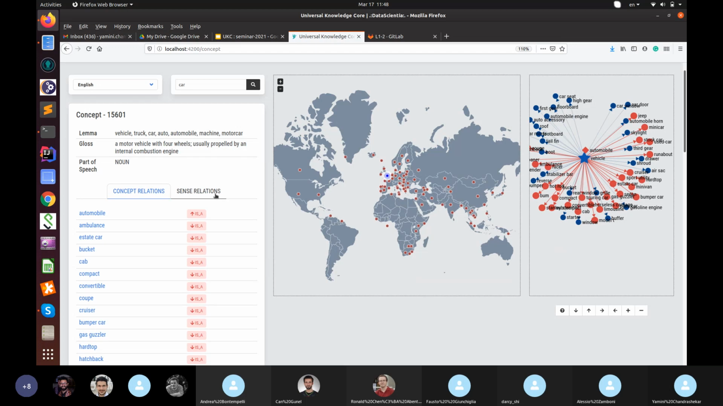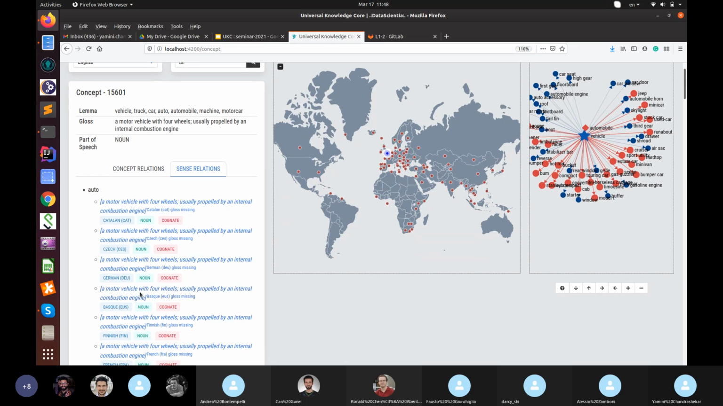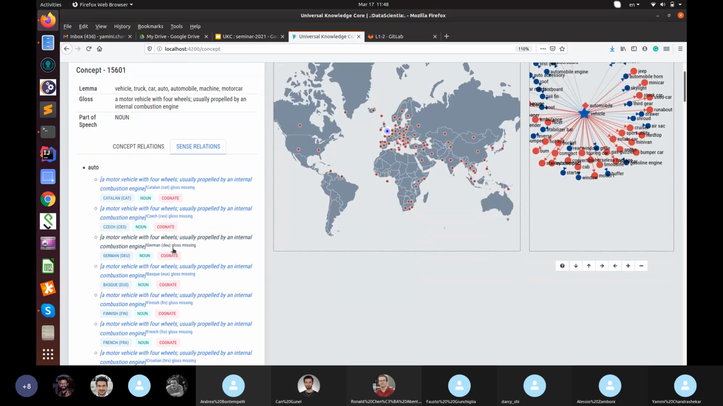And the other tab here, which is the sense relations, which are basically the cognate relation. So it provides us the word in other languages as well. So for now, we do not have the gloss for this particular word in that language, and thereby this can be one such feature that can be included in the crowdsourcing, thereby improving the coverage of the UKC as a resource.